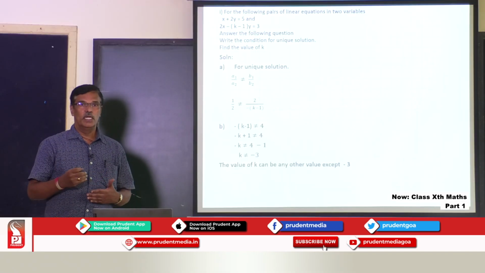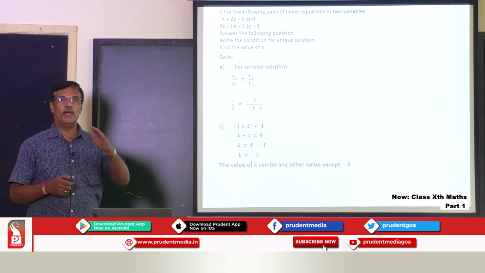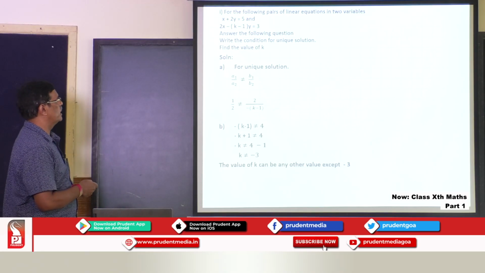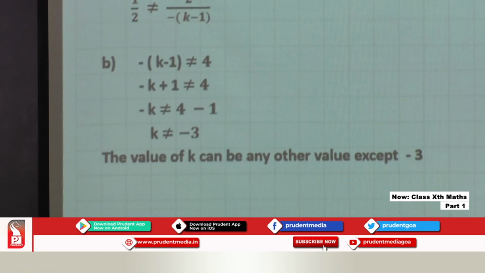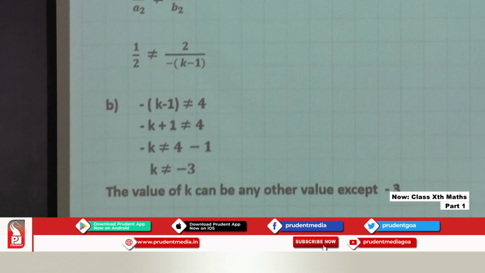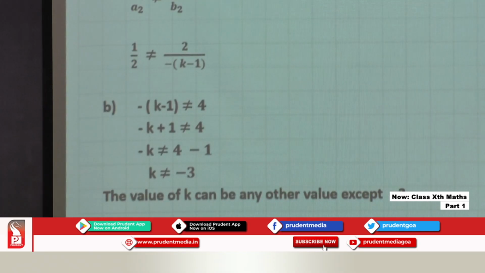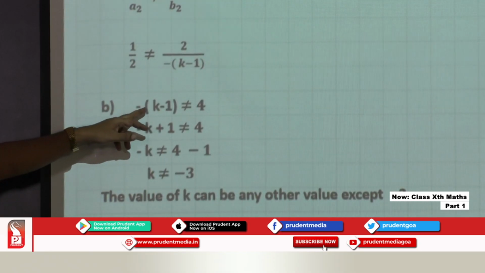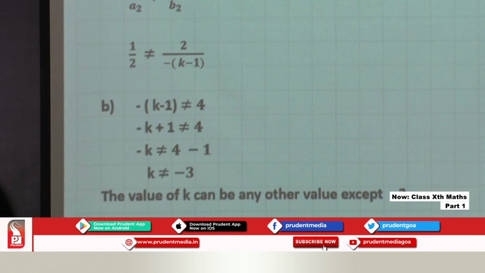These are the values. Now see the b part. What is asked in the b part? Find the value of k. To find the value of k, we don't take A1 upon A2 not equal to B1 upon B2; we take directly the second part, 1 upon 2 not equal to 2 upon minus into bracket k minus 1, and then we do cross multiplication. Minus k minus 1 into 1, that is minus into bracket k minus 1, not equal to 2 into 2, which is 4.